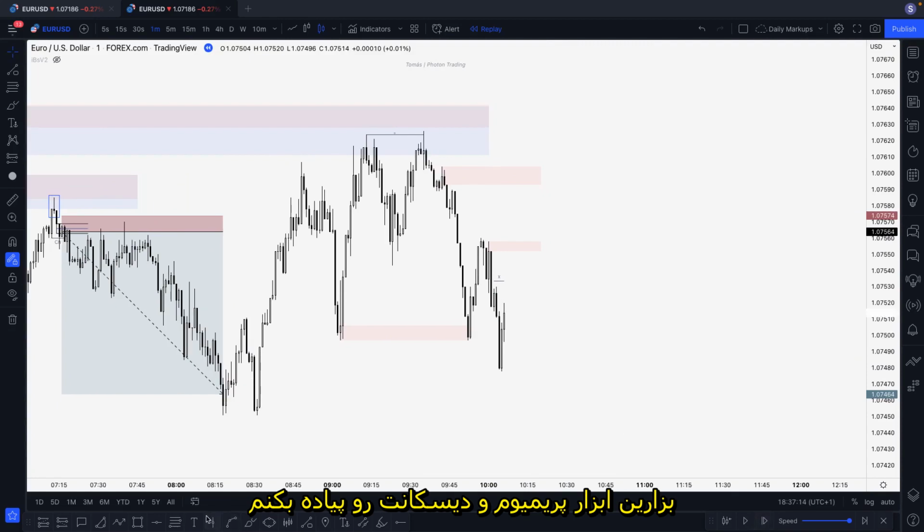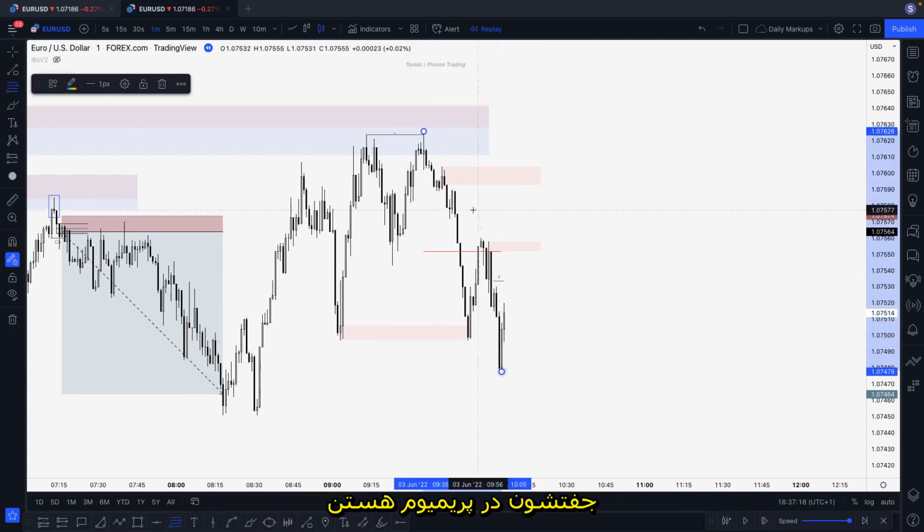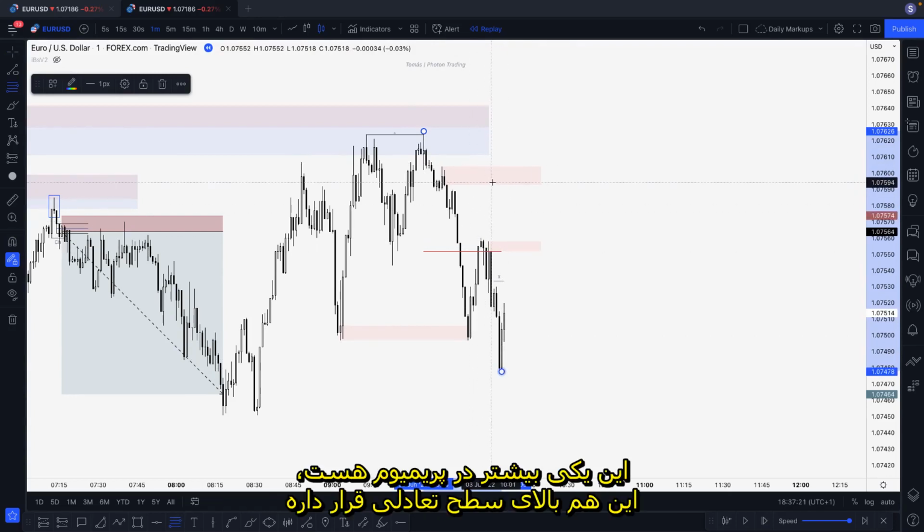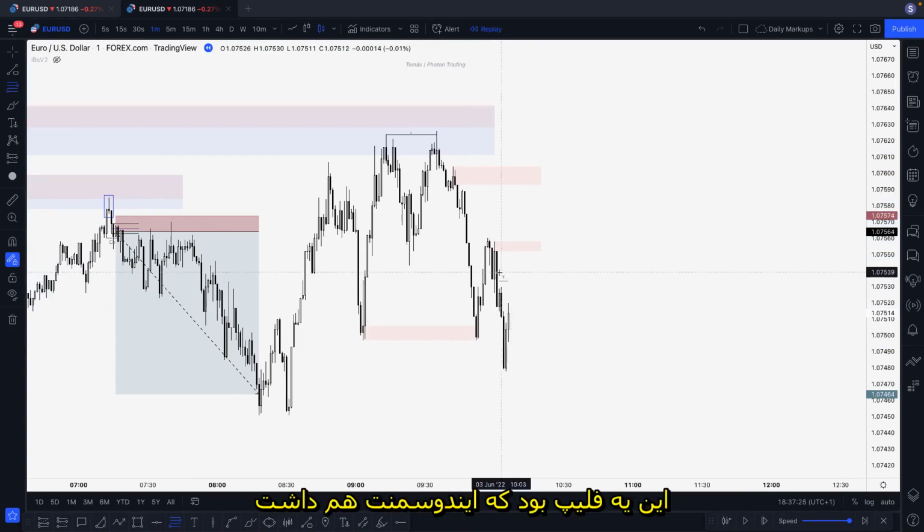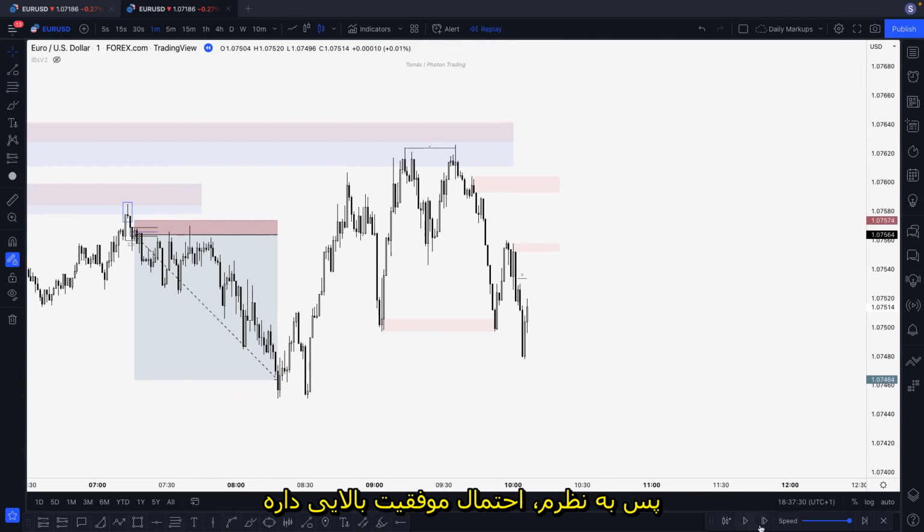You can see if you put premium versus discount, both are on premium. These are more in premium, but this still has enough EQ plus. So this is a flip with inducement, so it's still high probability in my opinion.